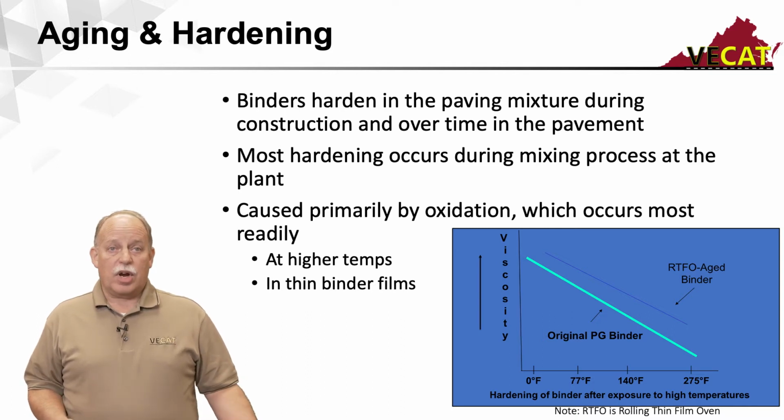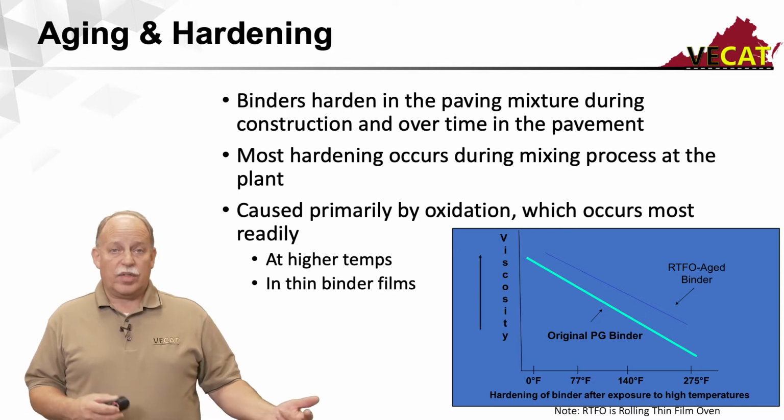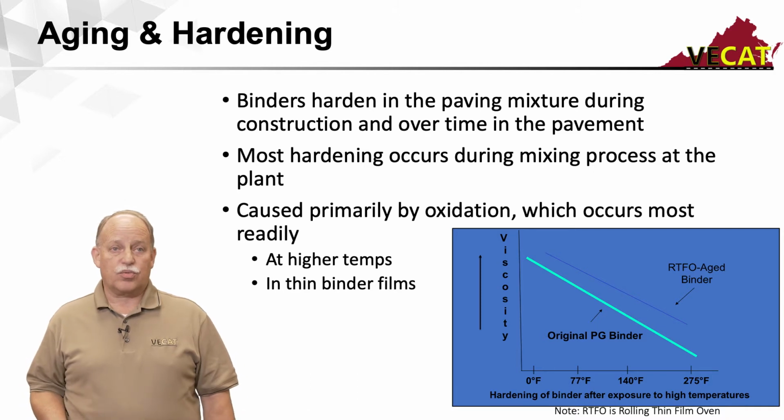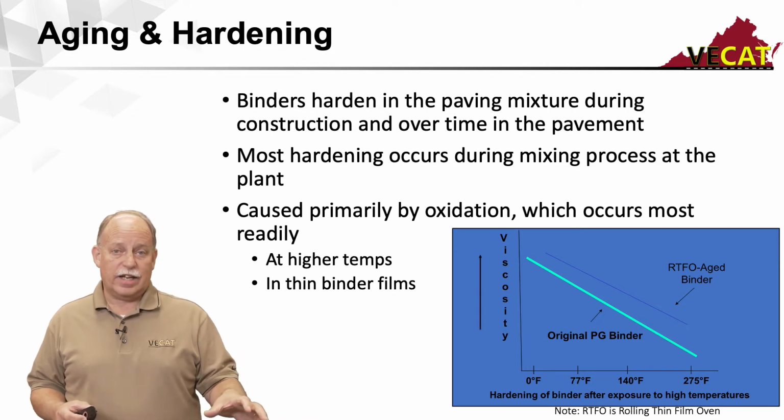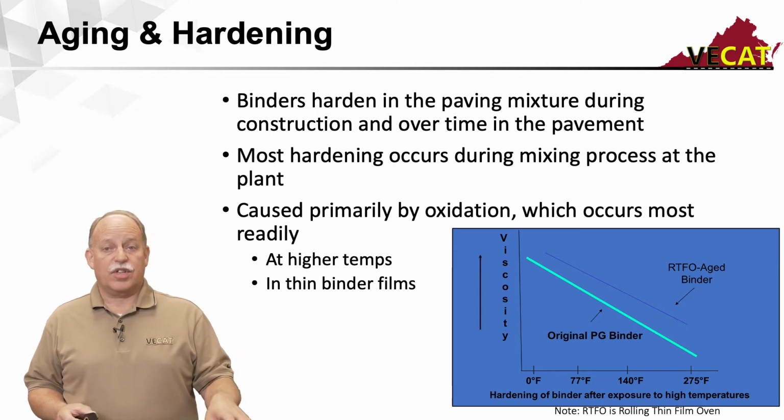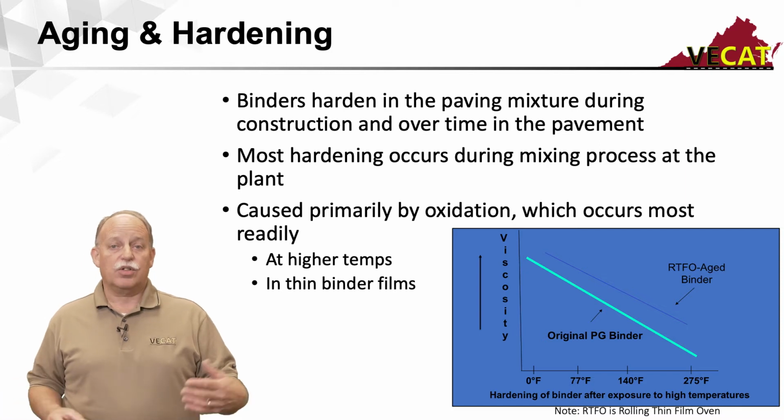That's caused primarily by oxidation over time beyond that initial production, which occurs most readily at higher temperatures and when you have a thin binder film. Again, when we were going through the plant and spraying it in there, that binder film is much thinner than it is in the finished product, so you're going to get a greater level of hardening.